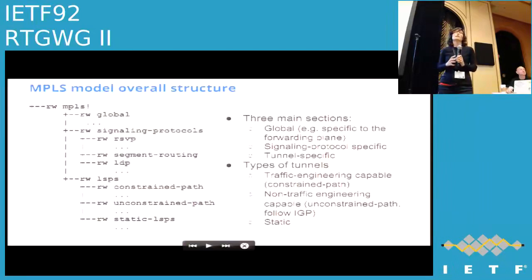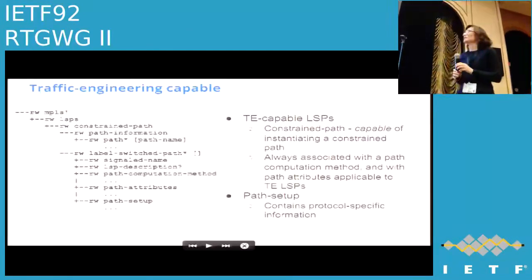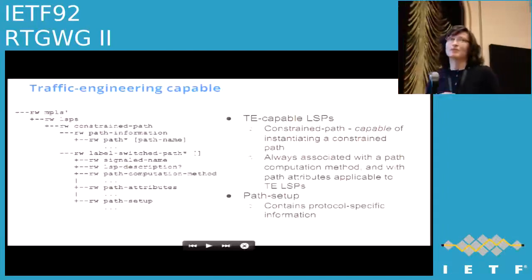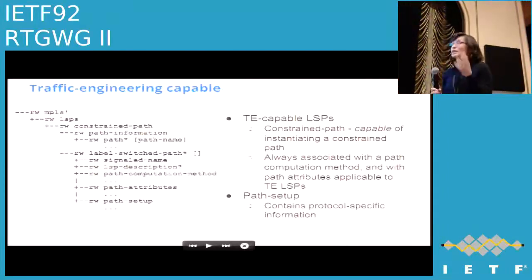So let's take a look at traffic engineering capable LSPs. These are named constrained paths in the model. They're always associated with a path computation method, whether this is CSPF, or maybe it is something else, and with path attributes applicable to TE LSPs, such as constraints. The path setup contains protocol-specific information on how this is signaled. And for RSVP specifically, what this means is that setup and hold priority, for example, are going to be attributes that fall under the path setup specific section. Next, please.